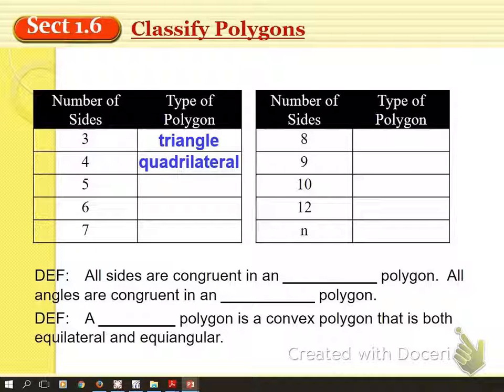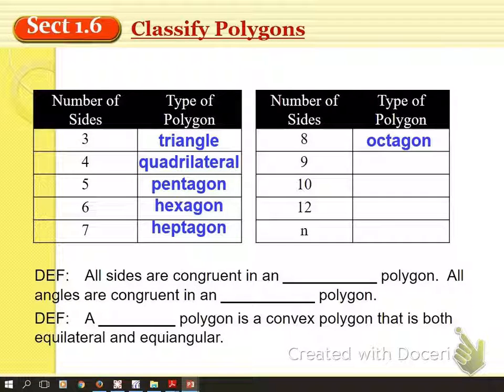Quad means four, lateral means side, so quadrilateral is four-sided. 5 sides is a pentagon. 6 sides is a hexagon. 7 sides is a heptagon. 8 sides is an octagon. 9 sides is a nonagon. 10 sides, probably remember, is a decagon.